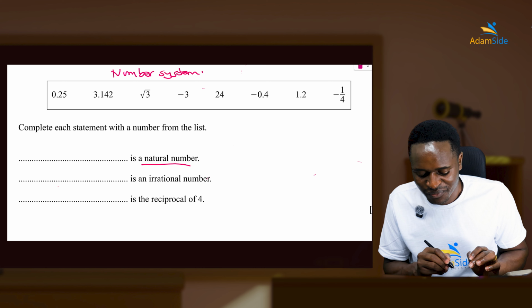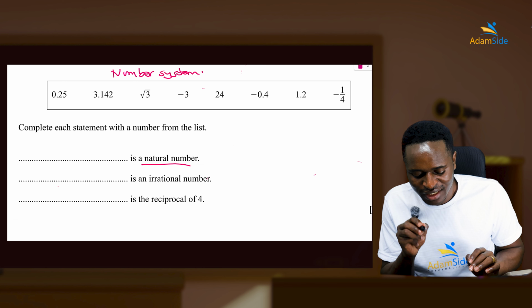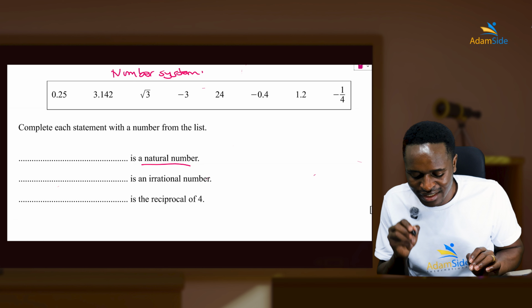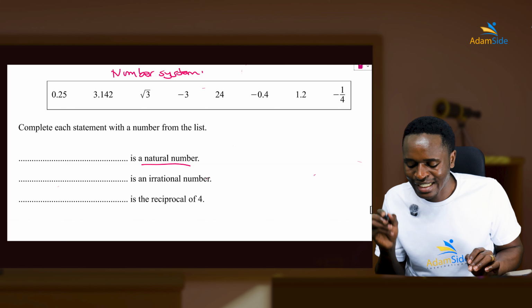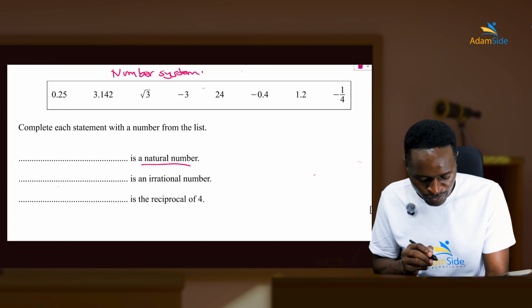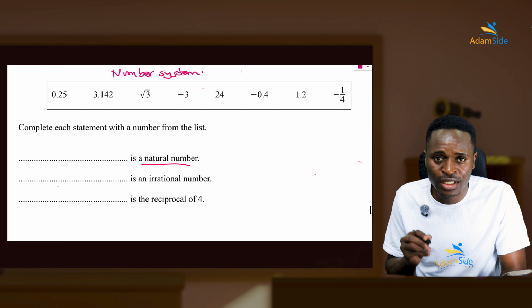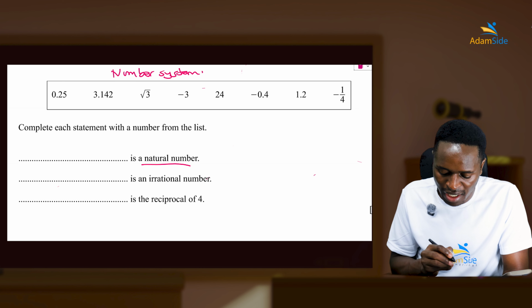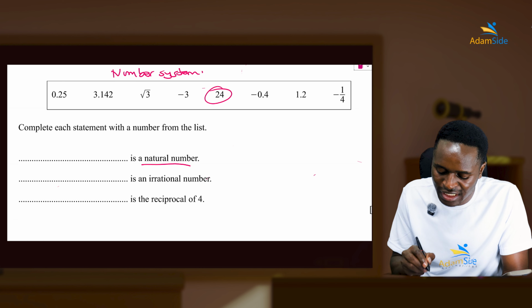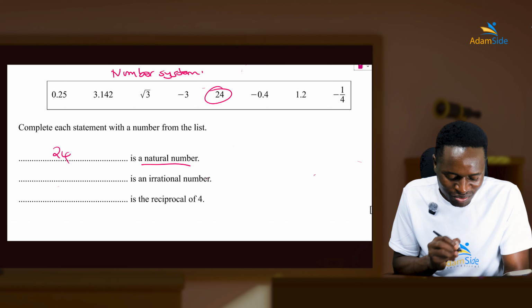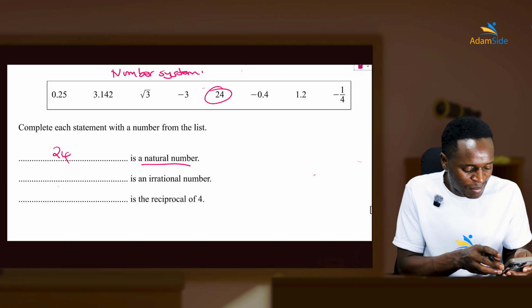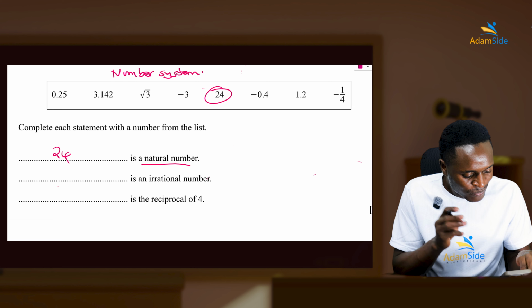What's a natural number? So we have 0.25, 3.14, 2, root 3, negative 3, 24, negative 0.4, 1.2, negative 1, and negative a quarter. A natural number is any positive whole number. Therefore, you just take any positive whole number. We have 24. Perfect. Any positive whole number is the answer.